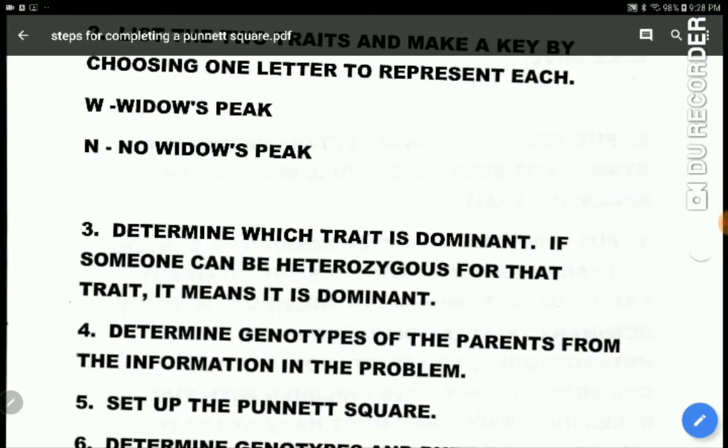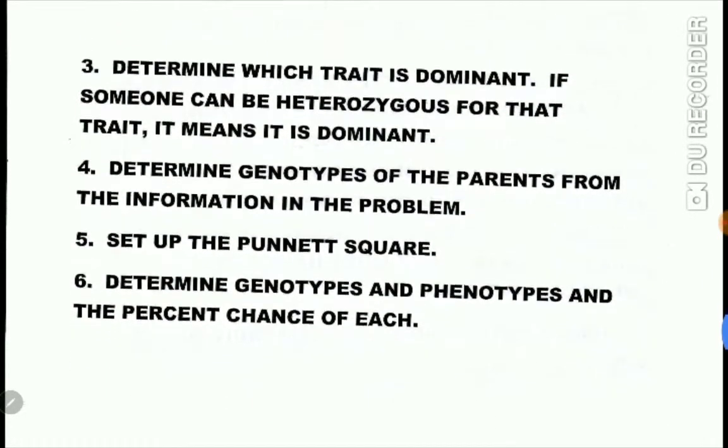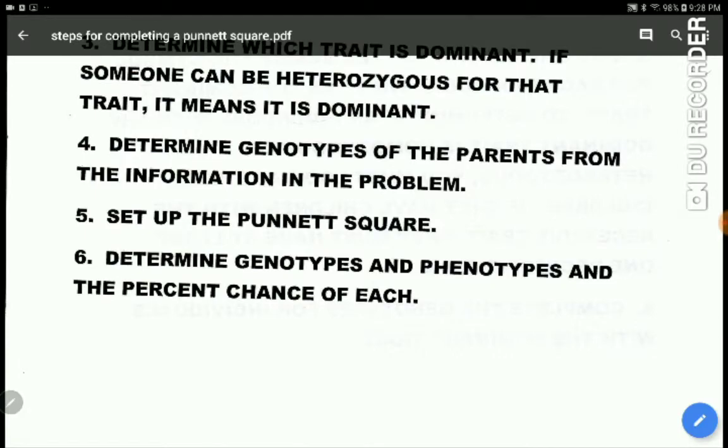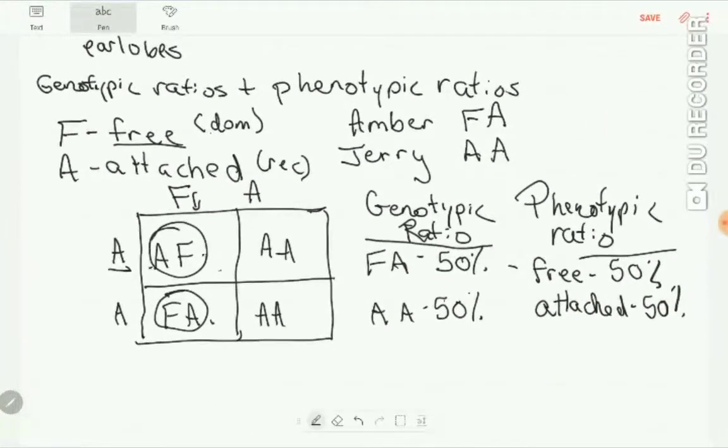Now, if I go back to the questions, I found and listed on number 4 the genotypes of Amber and Jerry, who are the parents. I set up the Punnett square. I determined the genotypes and the phenotypes and the percent probability of each. And there you go. And that is how we complete Punnett squares.